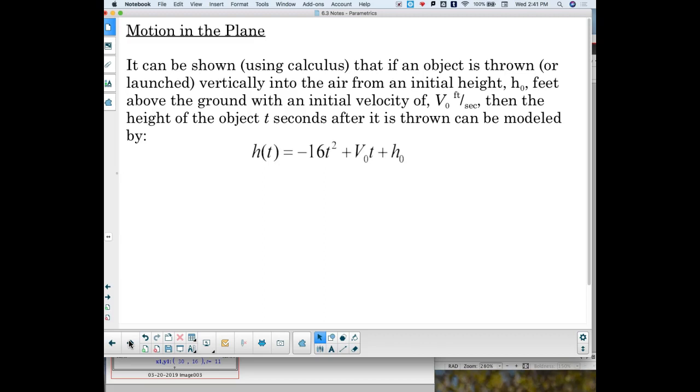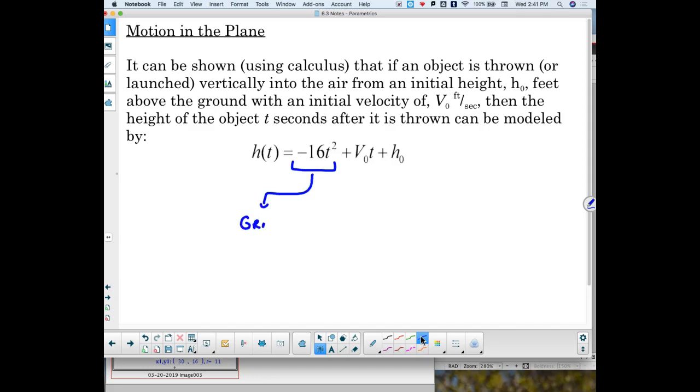So, we can model the height of that object using this formula. And this formula has in it 3 distinct parts. The first part here, this negative 16t squared, is the gravitational constant. That's gravity working against my object on its way up, working with my object on its way down.